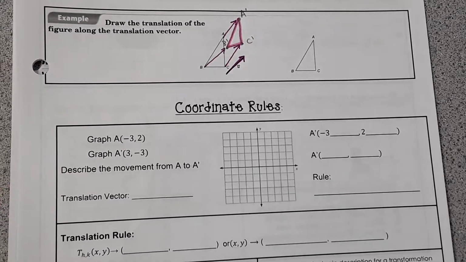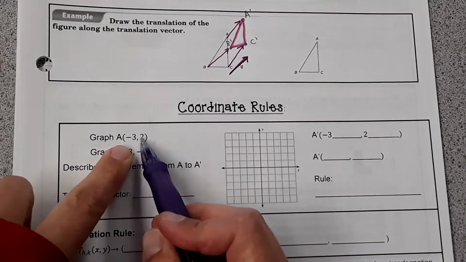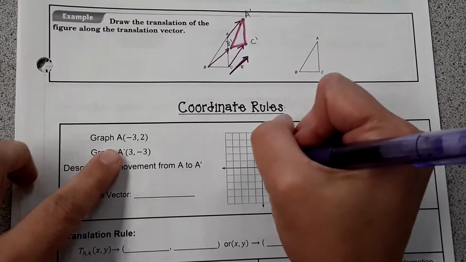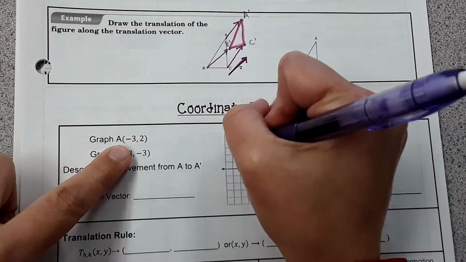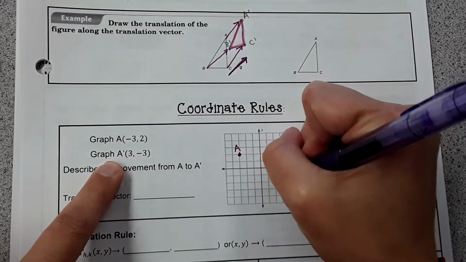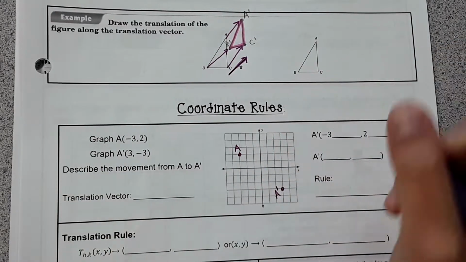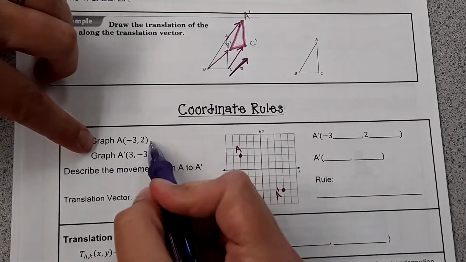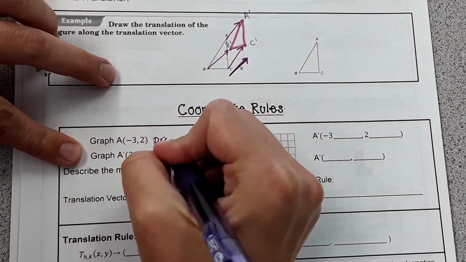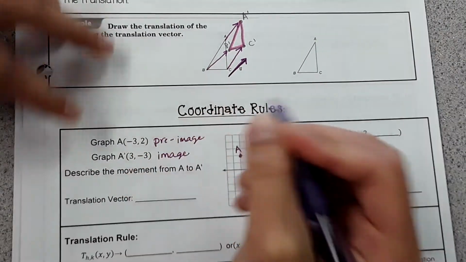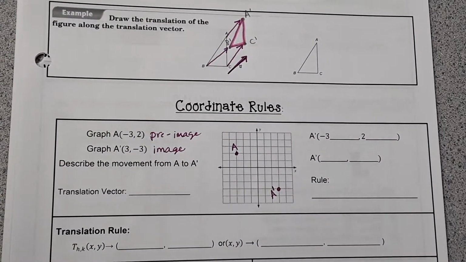Okay, so for the first example, we're going to graph point A at -3, 2. And then it says graph A prime at 3, -3. So point A, -3, 2, and A prime, 3, -3. So this is the pre-image and then the image. It says describe the movement from A to A prime.